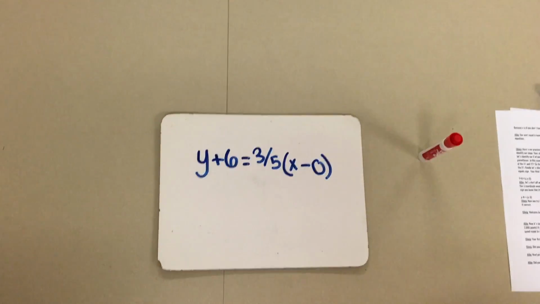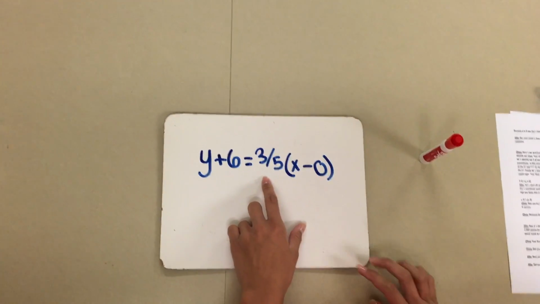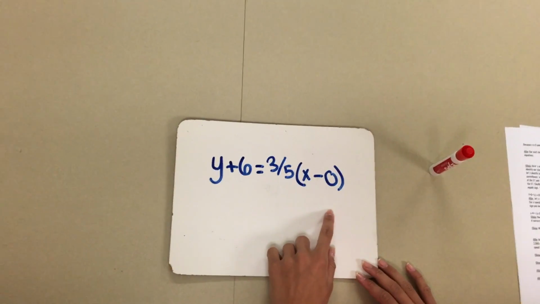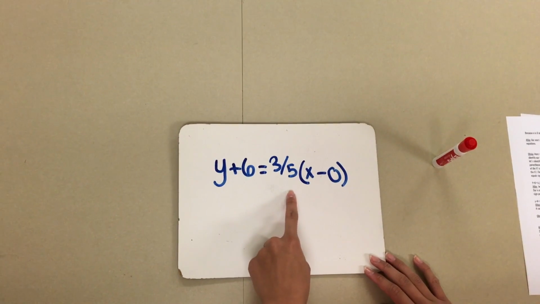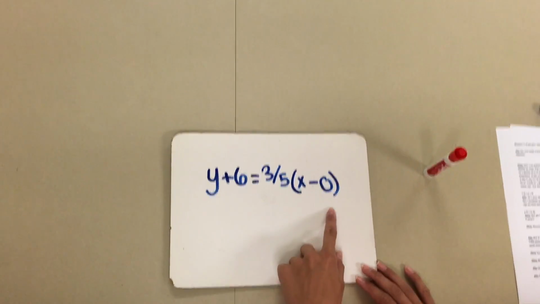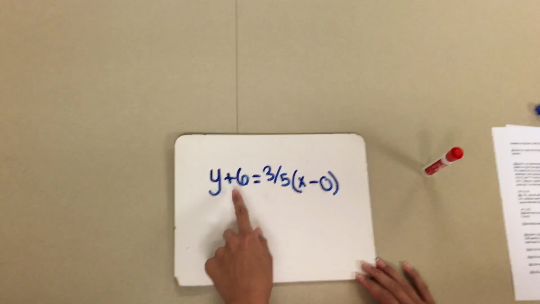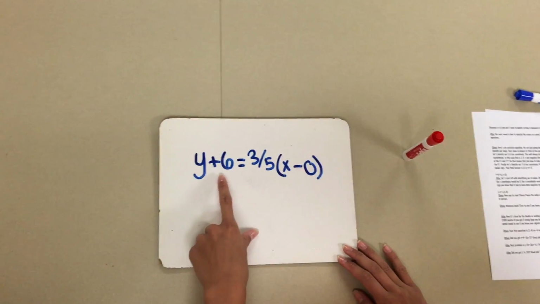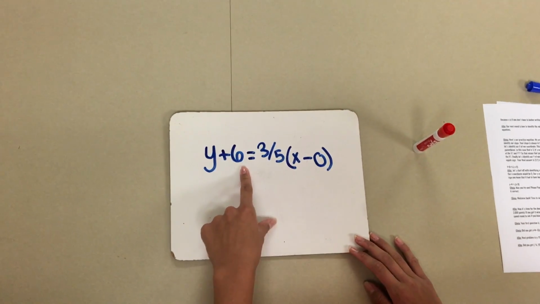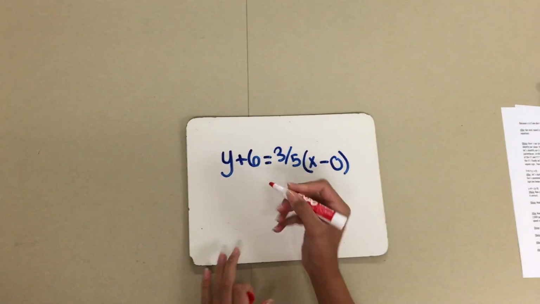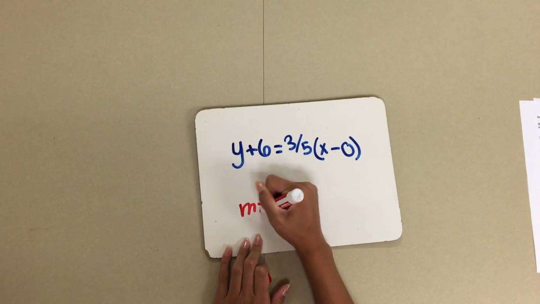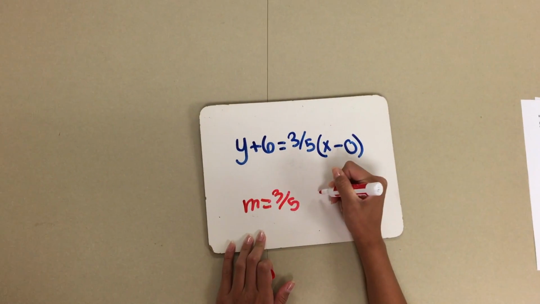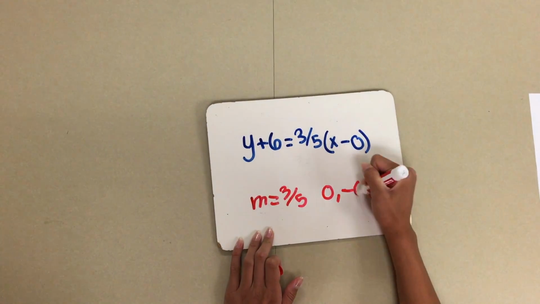Let's start off with identifying our m value. Our m value is always the number before the x minus x1. In this case, it would be 3/5. Our x coordinate would be 0, and our y coordinate would be -6, because when you see that there's an addition sign, you know it had to have been negative for it to flip. So your answer should be m is equal to 3/5, 0, -6.